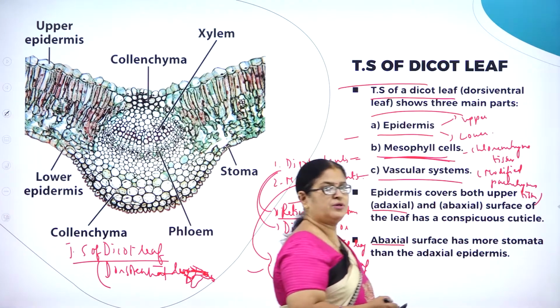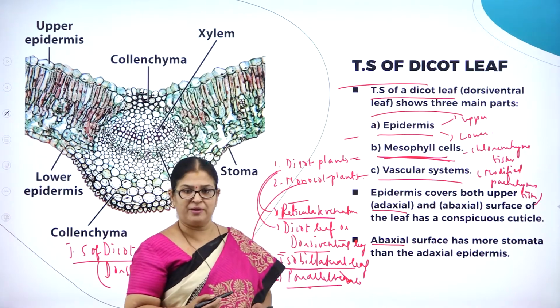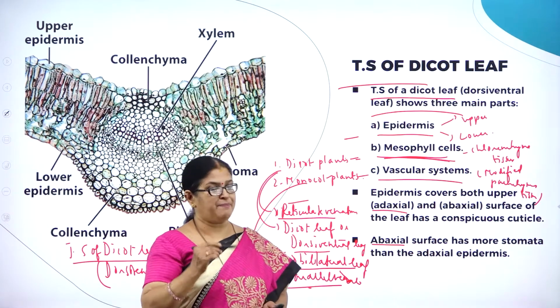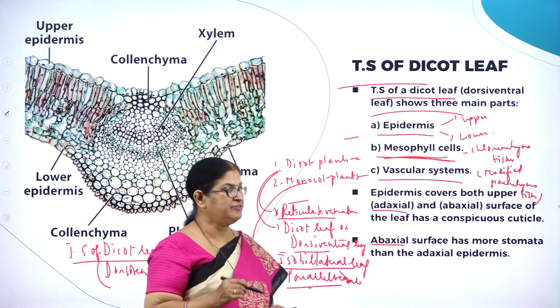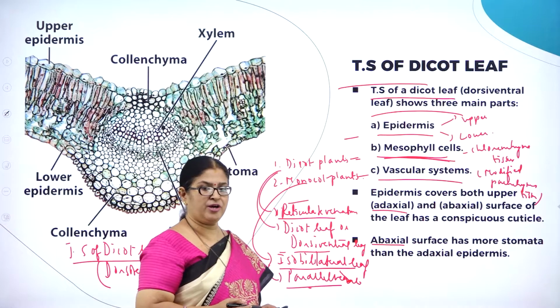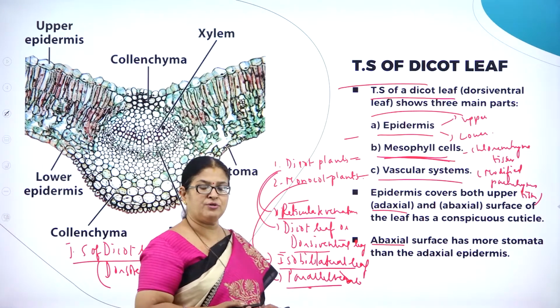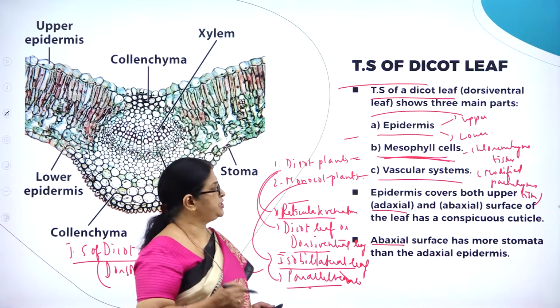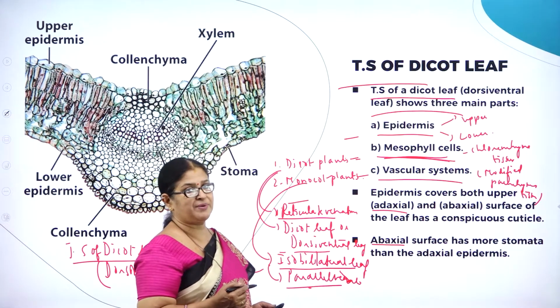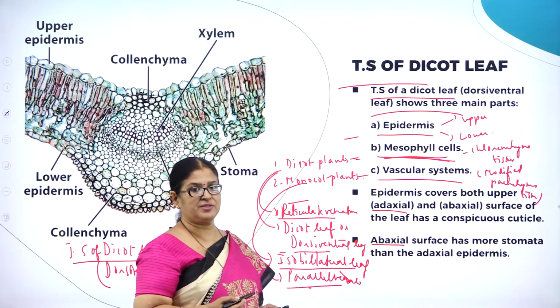I think all of us know how important leaf is for a plant body. They are the photosynthetic apparatus of the plant body, and the process of photosynthesis takes place in the leaves, particularly in this area called mesophyll, which is having the chlorenchyma tissue. What is chlorenchyma tissue? It is a modified parenchyma tissue. Then next comes the vascular system that comprises xylem and phloem.